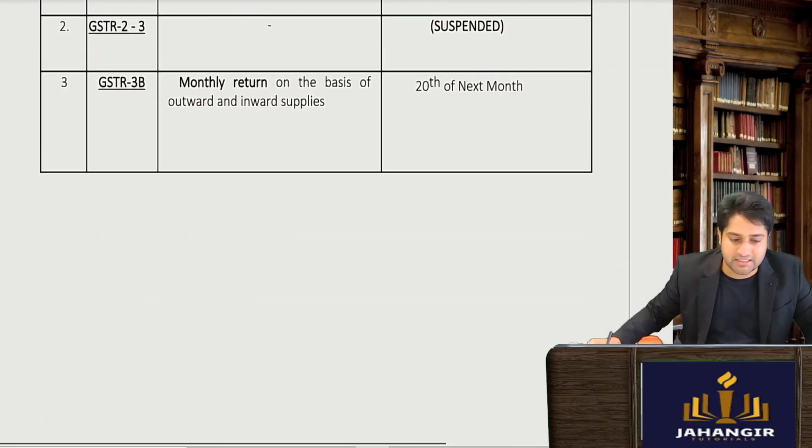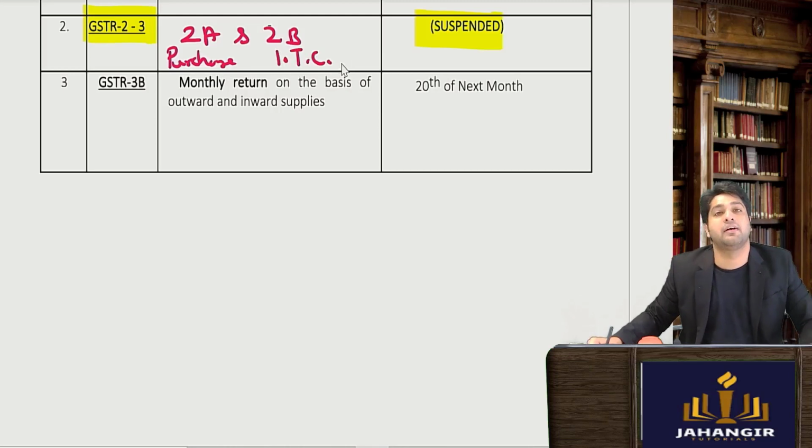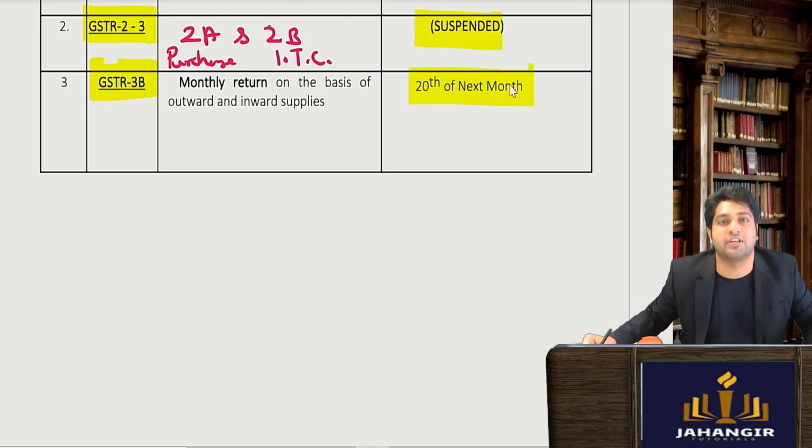Now GSTR 2 and 3 has been suspended. Instead we have GSTR 2A and 2B. 2A contains details of your purchases and 2B contains details of the tax that you have paid on your purchase and how much credit is available to you.